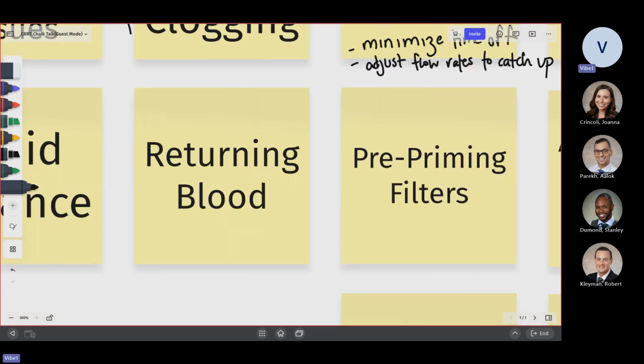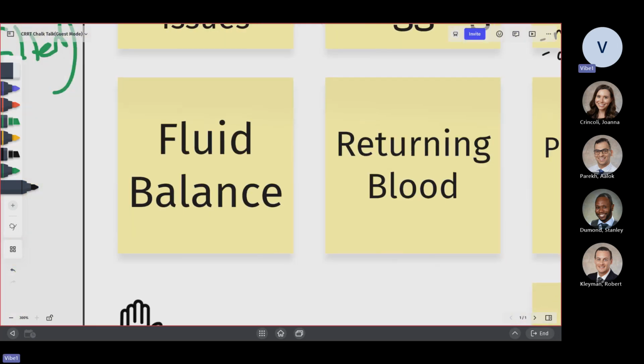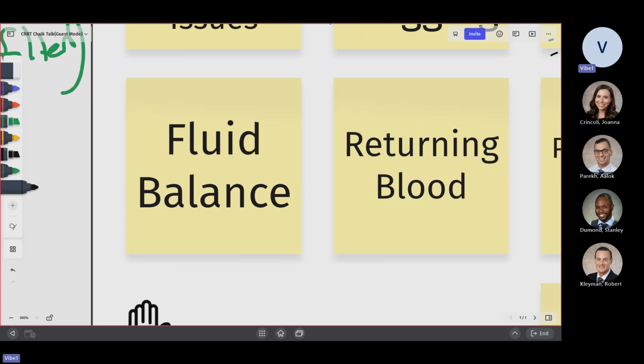Dr. Kumar, if you want to talk about when we should be considering giving blood back, if we're having issues with the CRRT machine, if the filter's been changed a few times, and how we can prevent loss of blood.